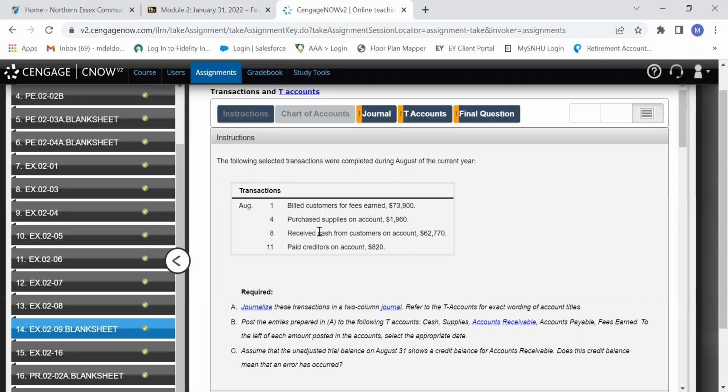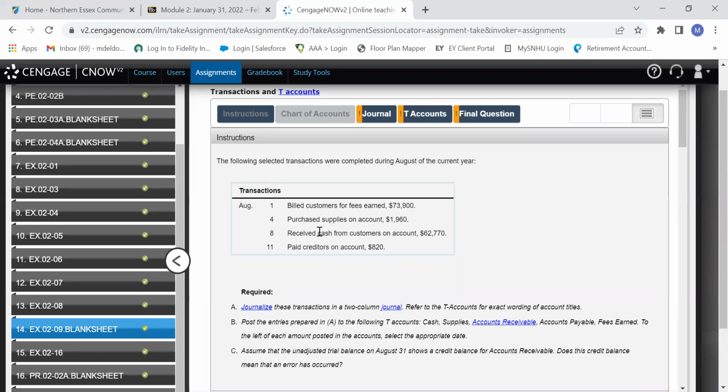So on August 1st, if we bill customers for fees earned on account, that means that we earned revenue, right? So fees earned means we earned revenue. So we performed a service or we shipped a good. So we've earned some sort of revenue, and the revenue is going to be recorded in the journal entry and go to the income statement.